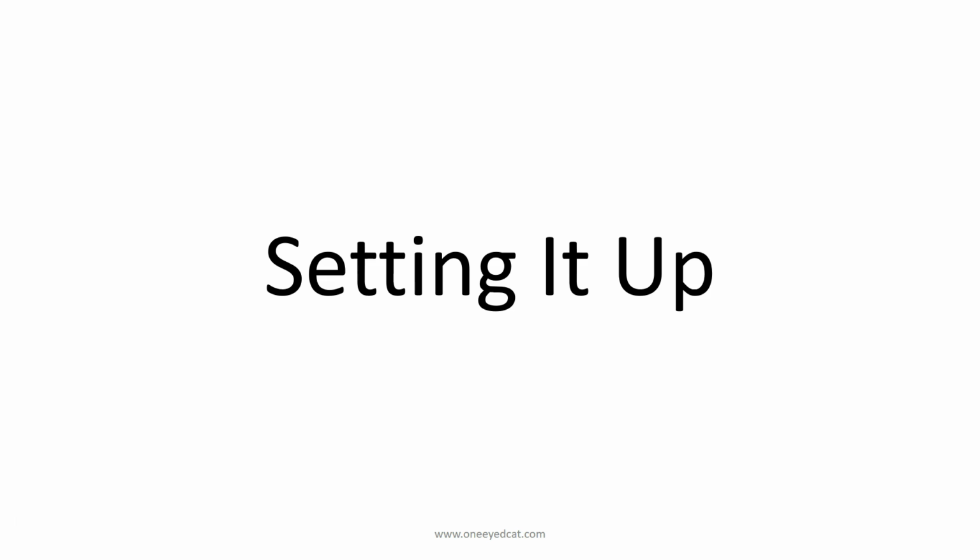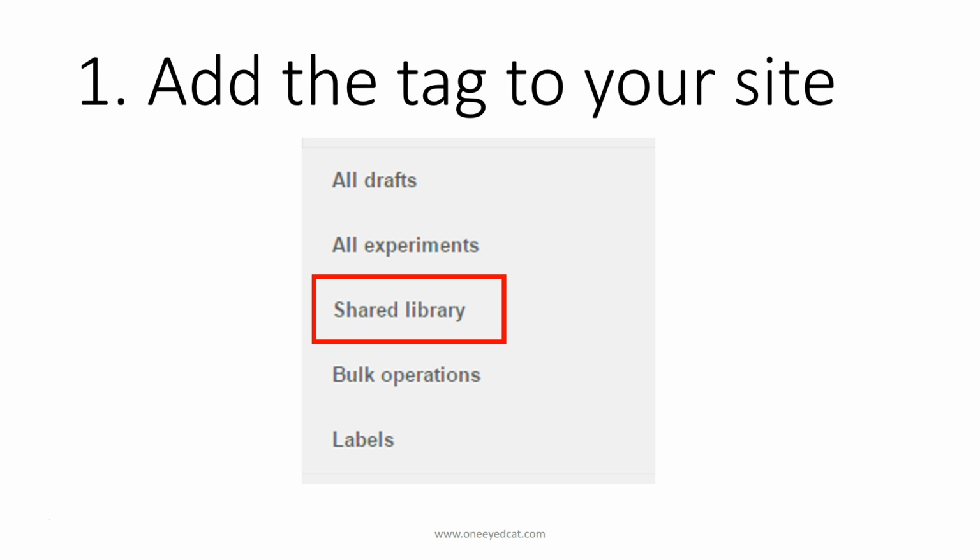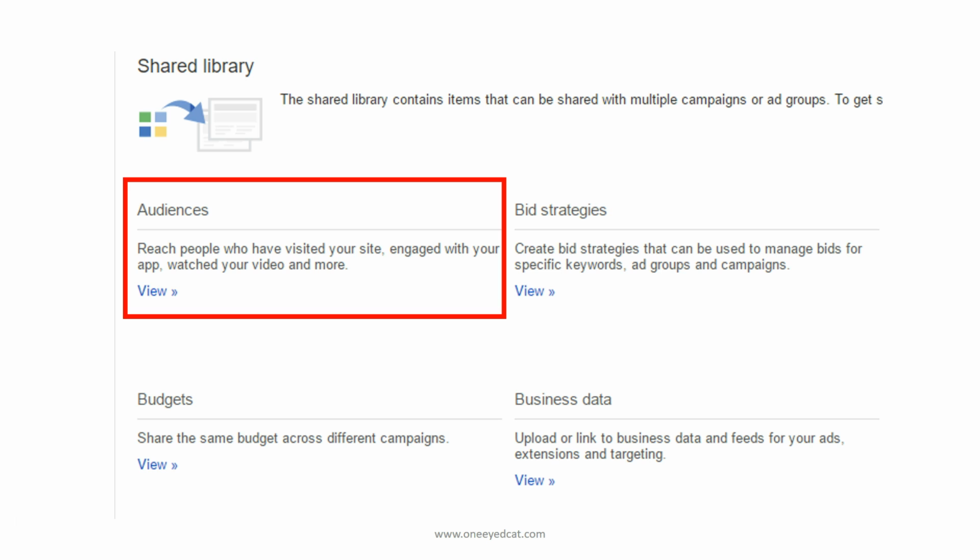So let's get on to how you actually set things up. First thing you obviously need to do, as I mentioned, is add the tag to your site. From within your AdWords dashboard, if you look down on the left-hand side at the bottom, you'll see this little menu, which will include the shared library. If you go to the shared library, you'll see various options, one of which is the audiences. So reach people who visited your site, engaged with your app, watched your video, and more.